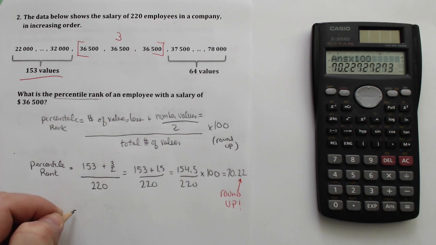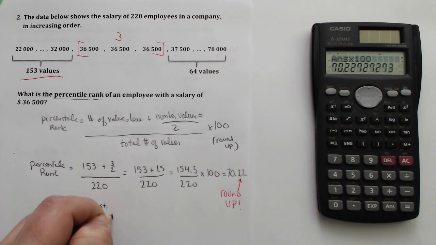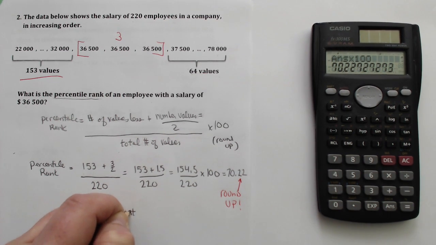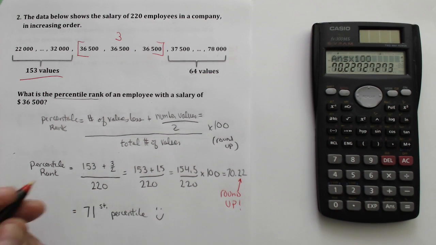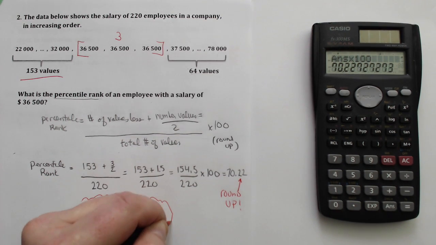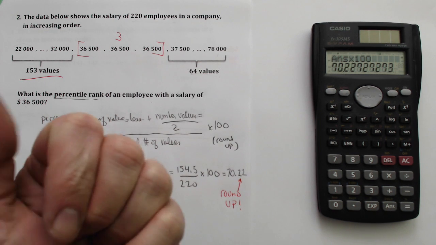So the answer in this case is the 71st percentile. Okay, so don't get fooled, right? Always make sure you round that decimal up when we're doing percentile. Of course, that'll be different when we're doing percentile backwards, but we'll get there.